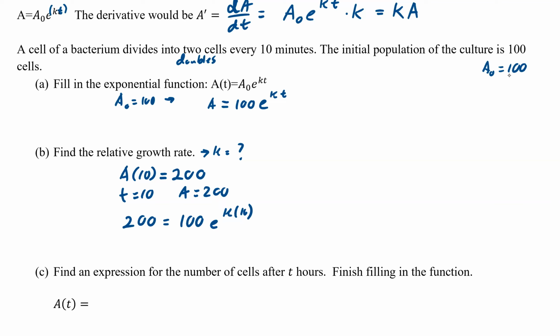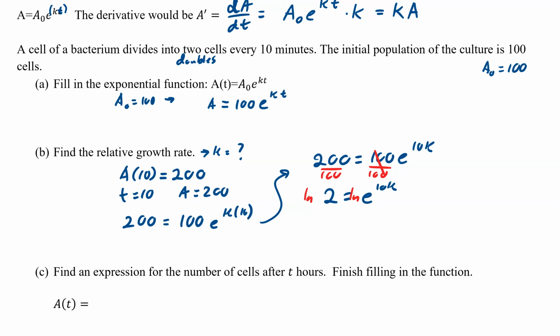And so now we have an equation that we can use to solve. So I'm going to rewrite it: 200 equals 100 e to the 10k. And you guys should know the steps by now. So we just divide by 100, and there's our 2. And it should always be 2 because it's doubled. And then we natural log both sides. So ln of 2 equals 10k. And then we divide by 10.